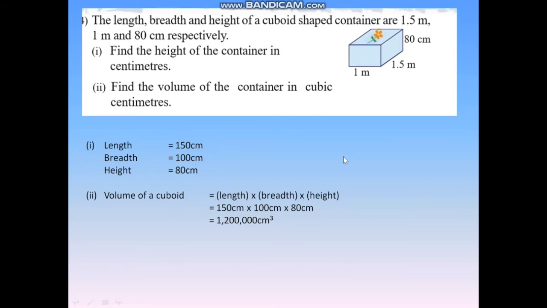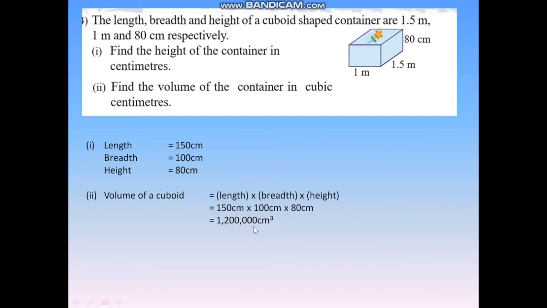How are we going to find the volume of a cuboid? We got the formula previously. Length into breadth into height. Length is 150 centimeters. Breadth is 100 centimeters. Height is 80 centimeters. So when we multiply all these three, we get the answer as 1,200,000 cubic centimeters.